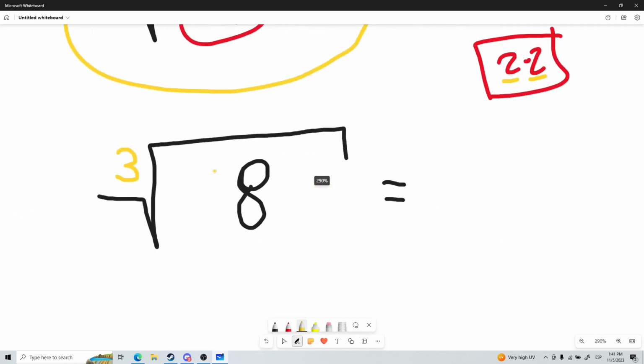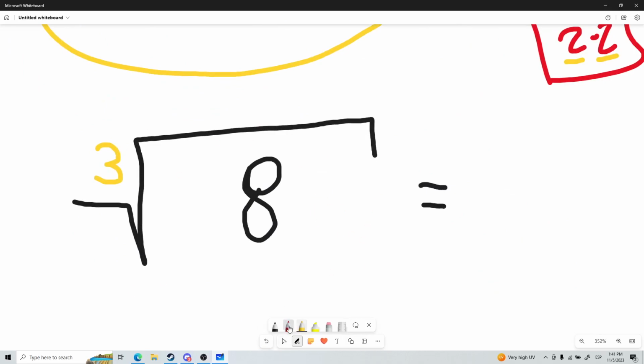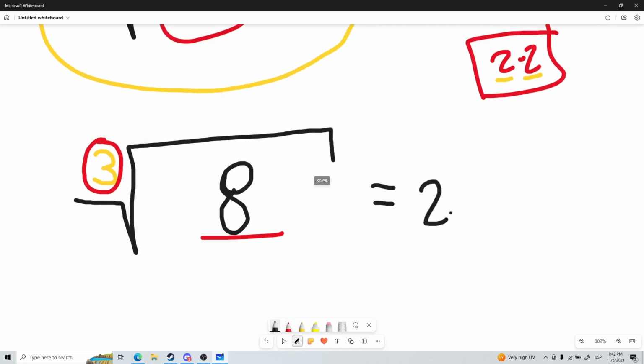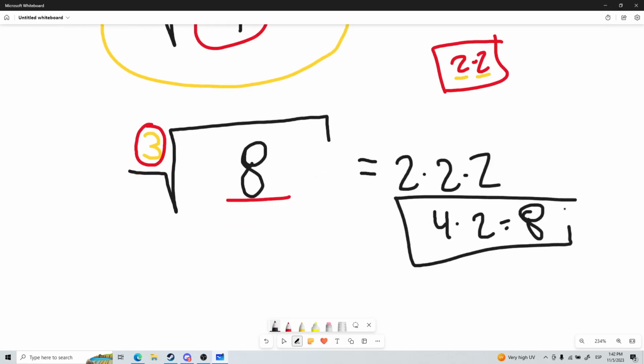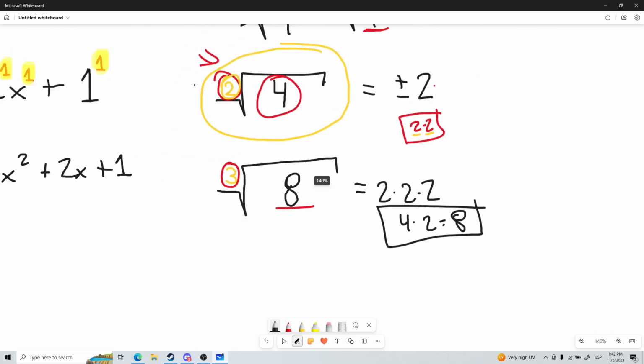Down here, it's no different. One number multiplied by itself 3 times gives you 8. 2 times 2 times 2. 2 times 2, 4. 4 times 2, 8. See what I mean? So that is what the little number is doing.